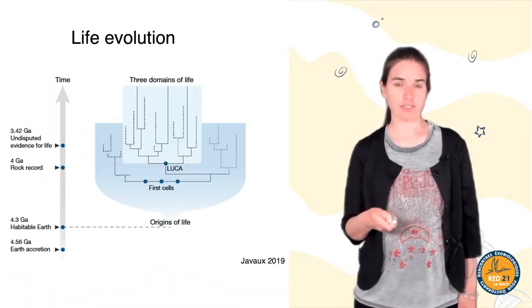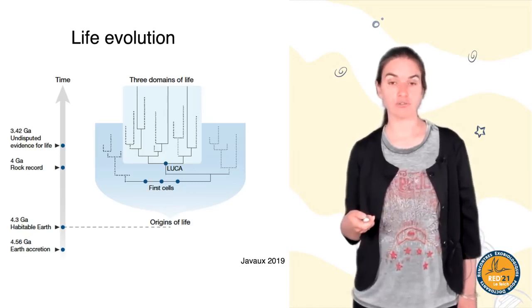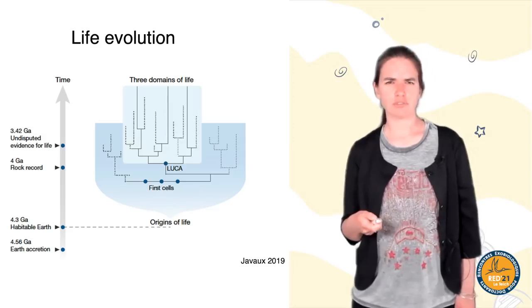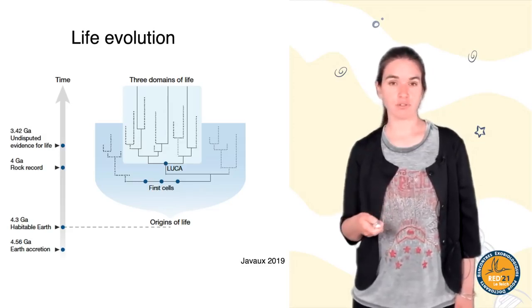And so if we look back at what we know on life evolution, we have an idea of what was undisputed evidence of life that is here. This is what I showed you, this Strelley Pool stromatolite. And then we can go from the rock record. So the first rock record is 4 billion years old.